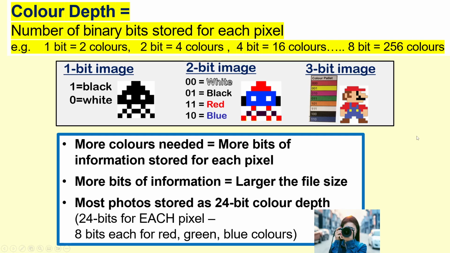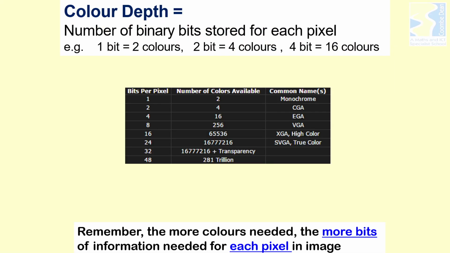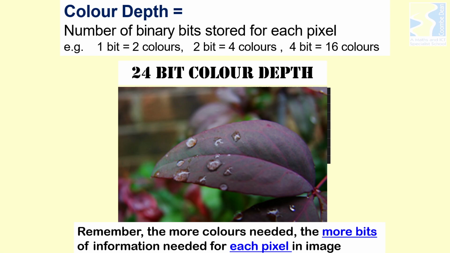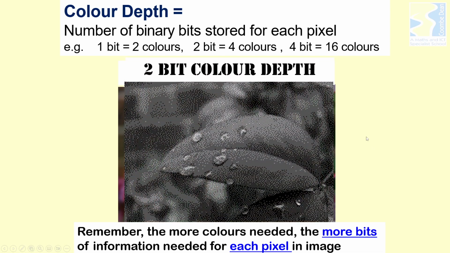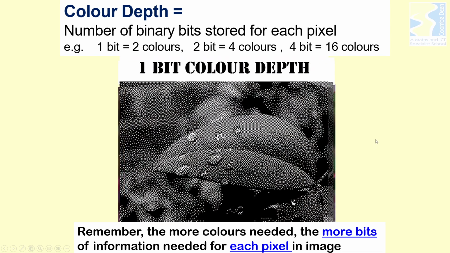And most photographs that are taken on cameras are stored as 24 bit. 24 bits. That's 8 bits for each of the red, green and blue values of colour. So you can see here, look, the higher the colour depth, the better the colour range, or the more colours are available. And as you reduce it, fewer colours become available. The file size gets smaller, but fewer colours are available, so the image appears to be worse, but it's actually just fewer colours.